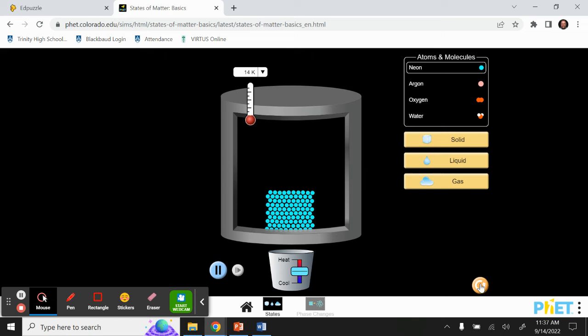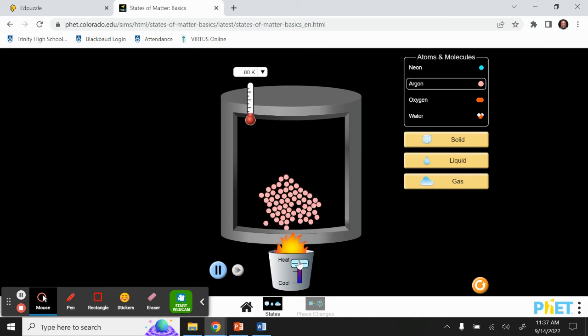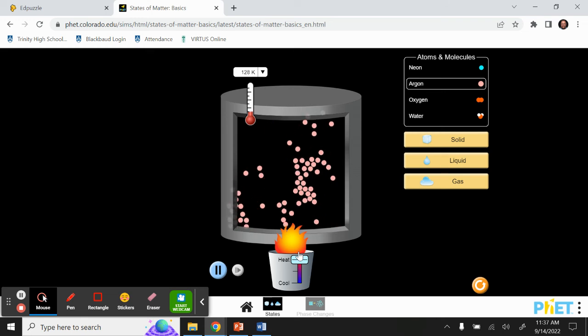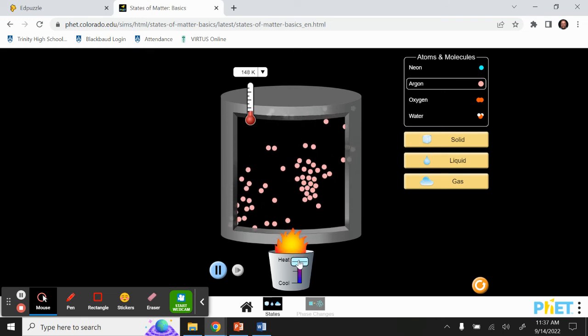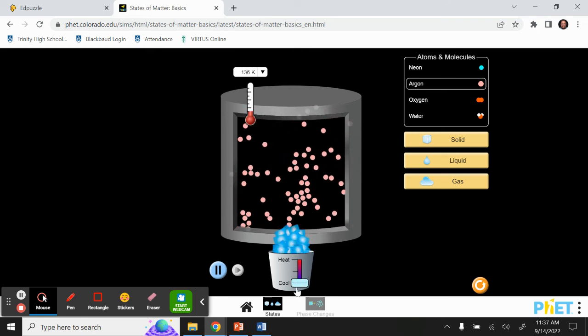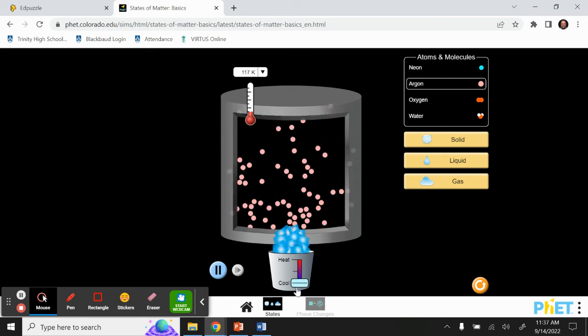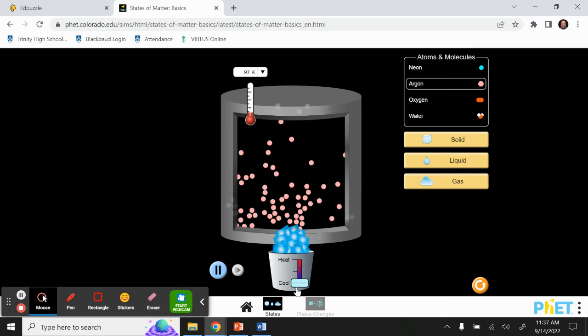Let me reset that, and I'll look at another particle, argon gas. Let's start out with solid argon. What happens as we increase the heat? Give it more energy, you get more collisions, and it becomes more like a liquid. If I continue to increase the heat, it becomes more like a gas. What if I were to take away the energy? If I take away the energy, there's less collisions.